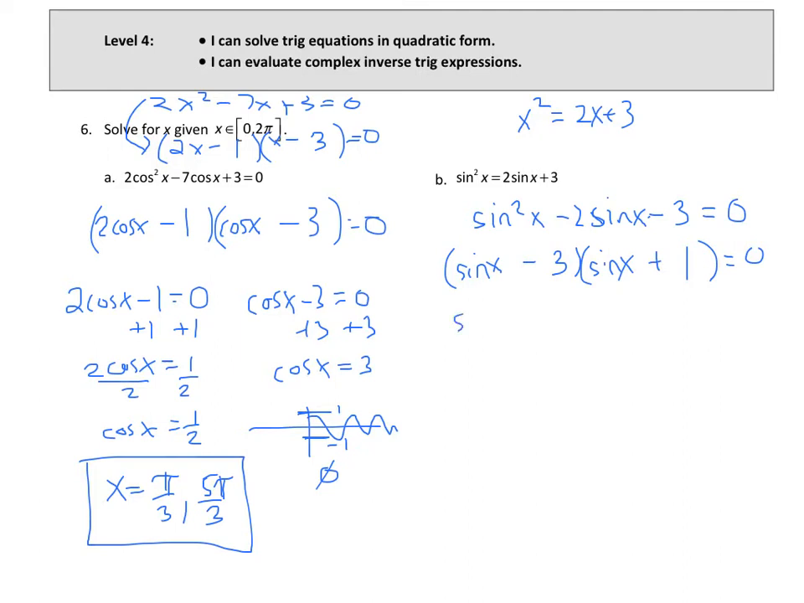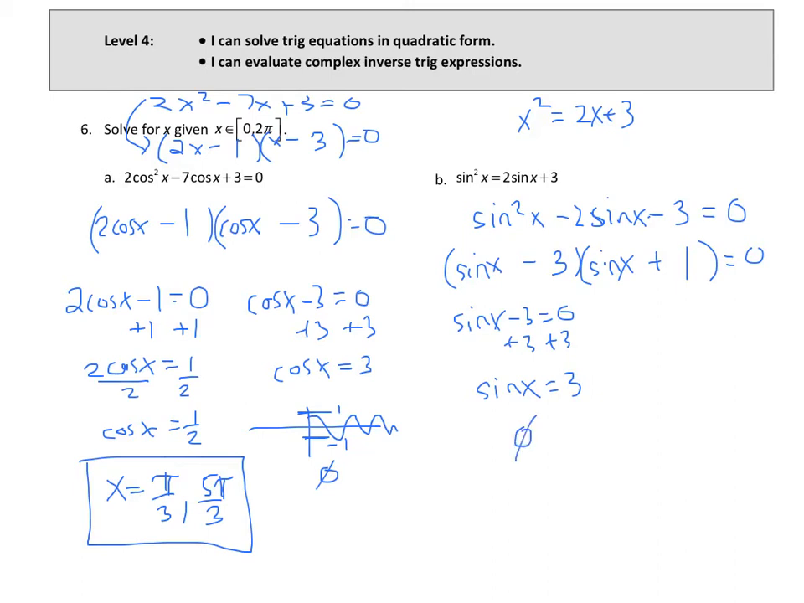So our first equation is sine of x minus 3 equals 0. Add 3 to both sides, and we get sine of x equals 3. Again, just like a cosine function, the range of the sine function is between -1 and 1. So I will never have a sine value of 3. This part is no solution.